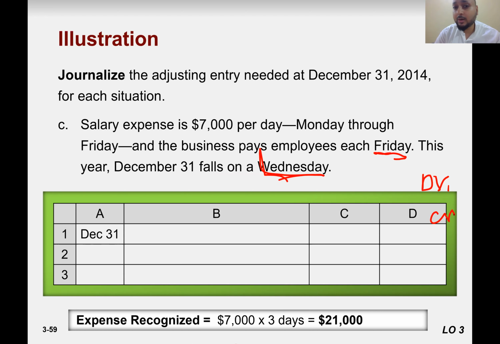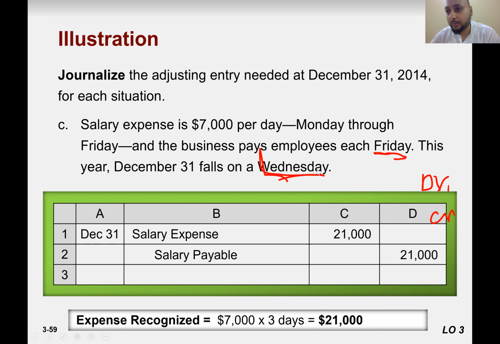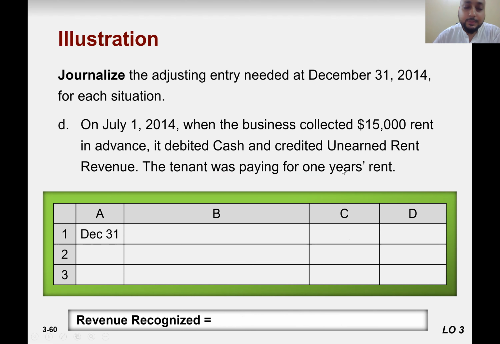What are the names of the accounts? Number 1, expense. Which expense? Salary expense. And the liability is going to be salary payable. So salary expense to salary payable, 21,000. Right, everyone? Now let's move to our next one, let me read that.